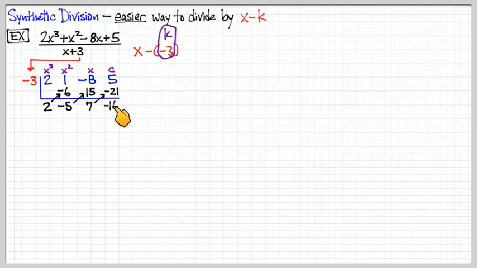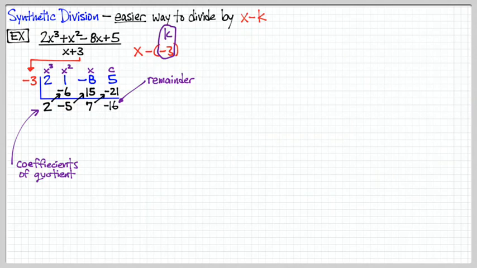Now we're done. Now each of these numbers here is very important. They have very special meaning. The first 3 terms are the coefficients of our quotient. The last term here, minus 16, is our remainder from the division process.